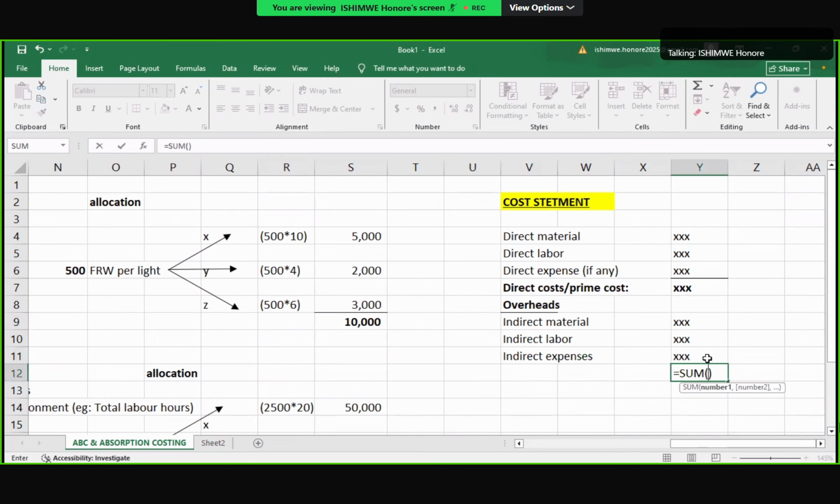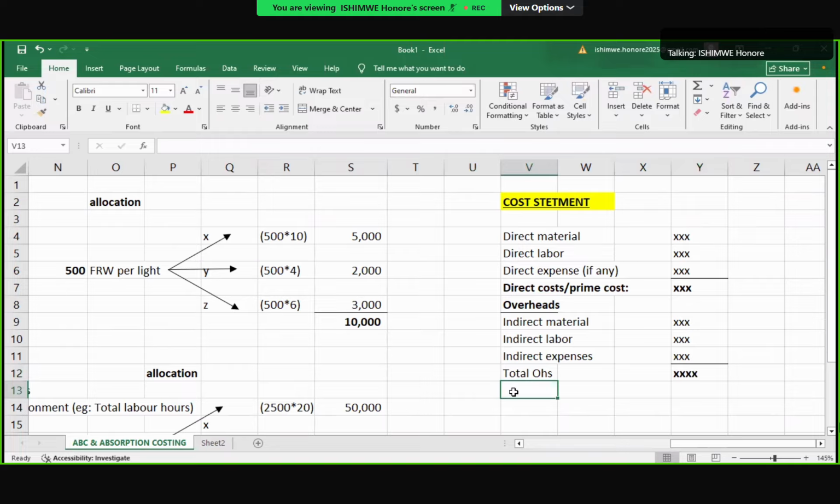Then you sum them. This is total overheads. Then you sum these two, and you have total production cost. When you sum the direct cost and these overheads, that is when you have the total production cost. You see what the examiner is asking you all the time is about adding and removing.